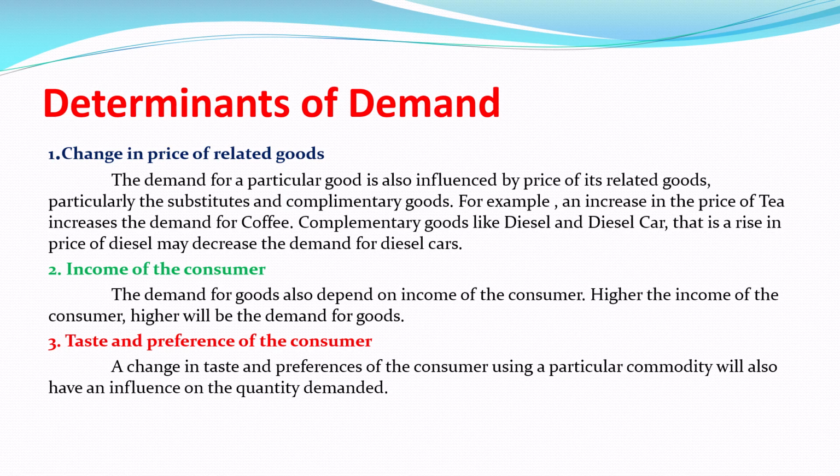Second one is income of the consumer. The demand for goods also depends on income of the consumer. Higher the income of the consumer, higher will be the demand for goods. Third determinant is taste and preference of the consumer. A change in taste and preferences of the consumer for a particular commodity will also have an influence on the quantity demanded.